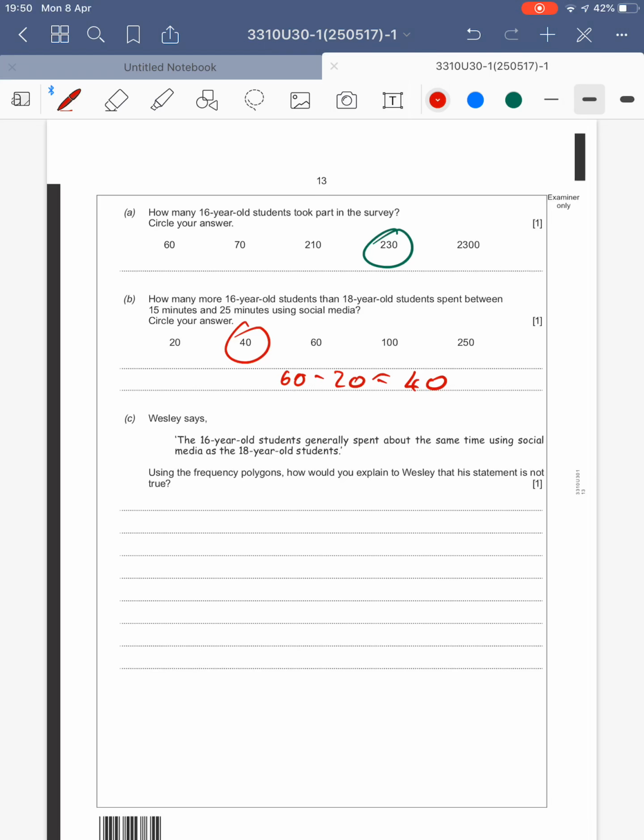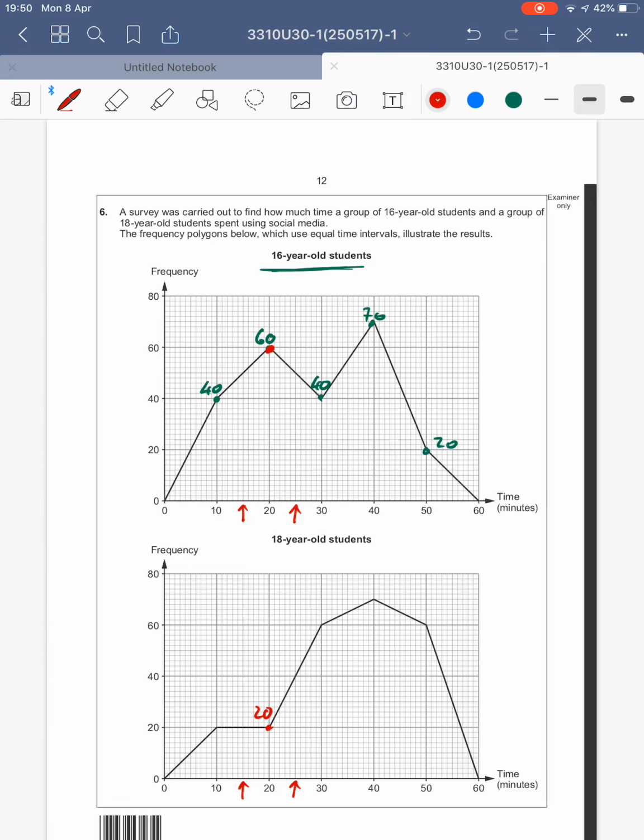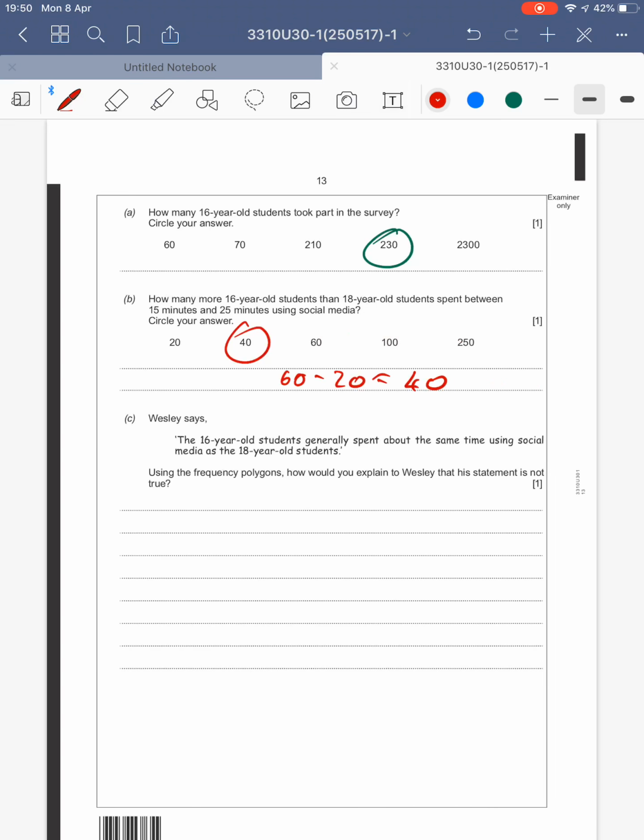Okay, Wesley says the 16-year-old students generally spent about the same time using social media as the 18-year-old students. Using the frequency polygons, how would you explain to Wesley the statement's not true? Well, you can see that the 18-year-old's graph leans more towards the greater times, so it would suggest that the 18-year-olds use social media more than the 16-year-olds, or longer than the 16-year-olds. So the graph for the 18-year-olds leans towards the greater times.